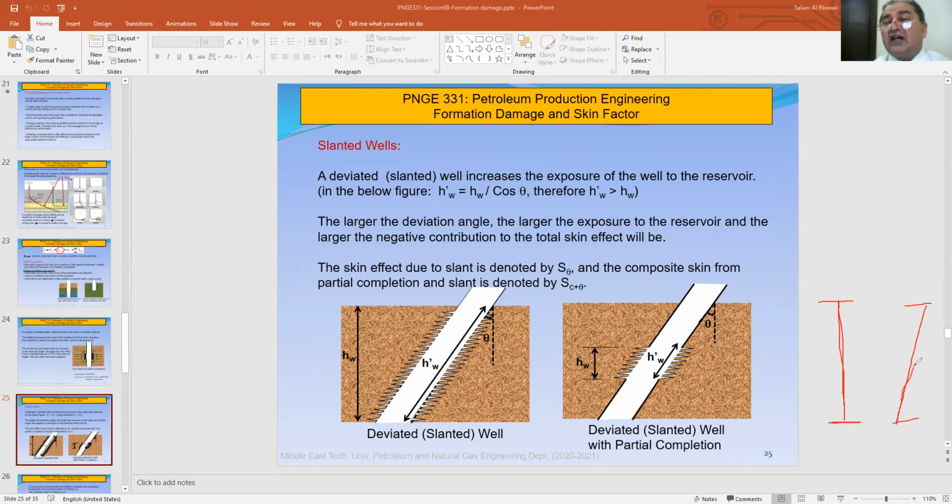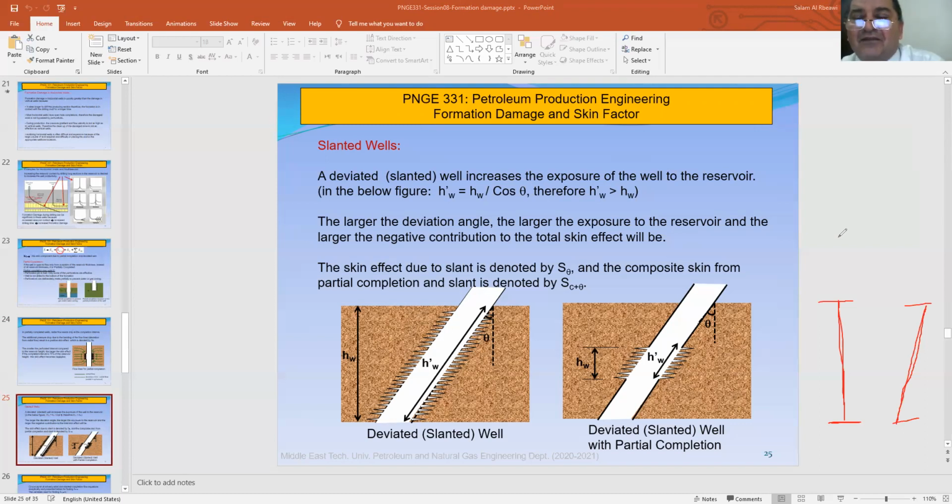Which one gives more contact area, guys? Would you please give me some feedback? What do you think? Which one gives more? Slanted, I think. Slanted well. Yeah. Who could confirm that? Who would agree? Neslihan? Yes, hocam. Okay, who could agree with Neslihan?